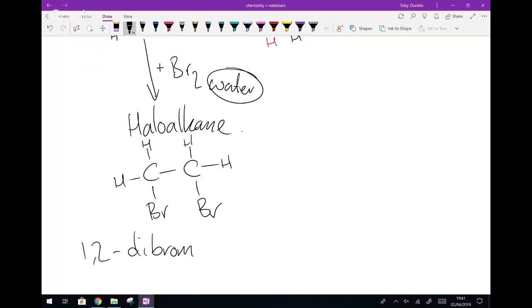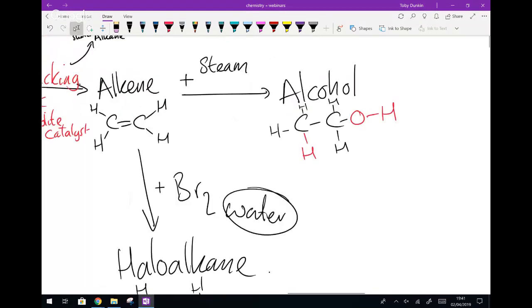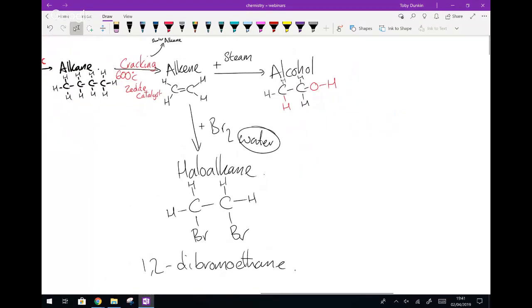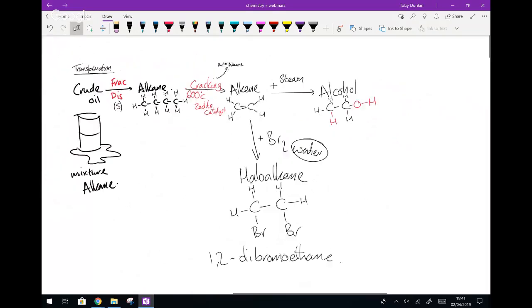You don't need the 1,2 at GCSE, but it's nice to have it. 1,2-dibromoethane. Now that transformation isn't asked directly, but it's nice to know it. No, Lucas, that's not done under UV light. I've missed a transformation. I've missed one.